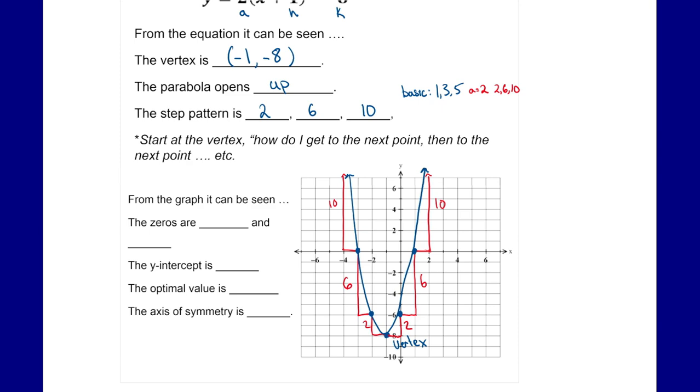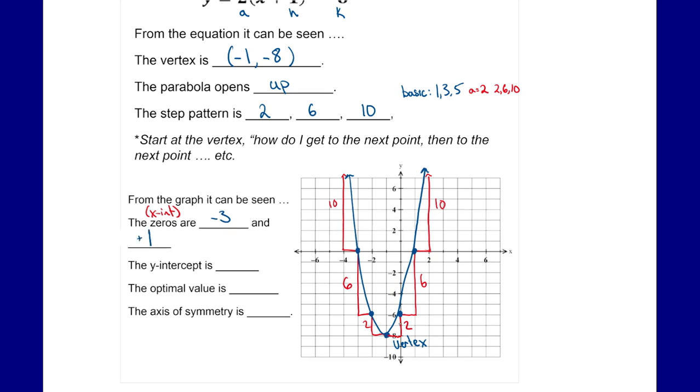So from our graph, we can see a couple extra things now. The zeros, which is another term for the x-intercepts, we can see where it crosses the x-axis. They are negative 3 and positive 1.